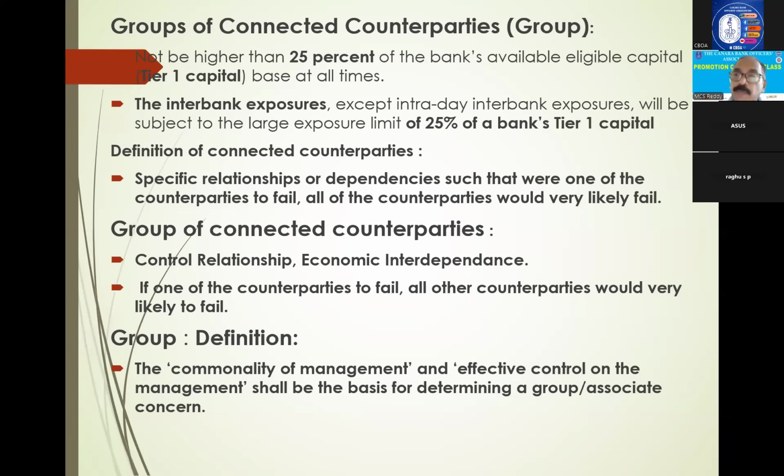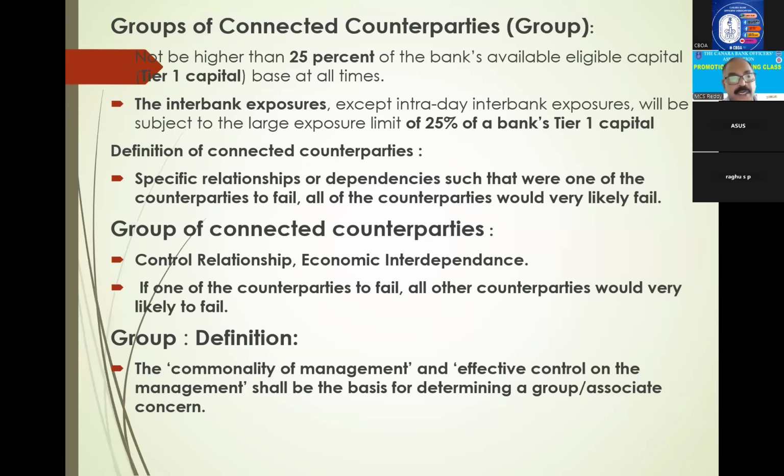We call it a group of connected counterparties if there is a control relationship, that means the board or management is common, or the majority of the people managing one firm are managing the other firm also. That is control relationship or economic interdependence. Economic interdependence means one firm's end product is the second firm's raw material. That means both are connected. If one firm fails, there is no supply of raw material to the other firm. Like that. If one of the counterparties fails, all other counterparties are likely to fail. This is the group definition.